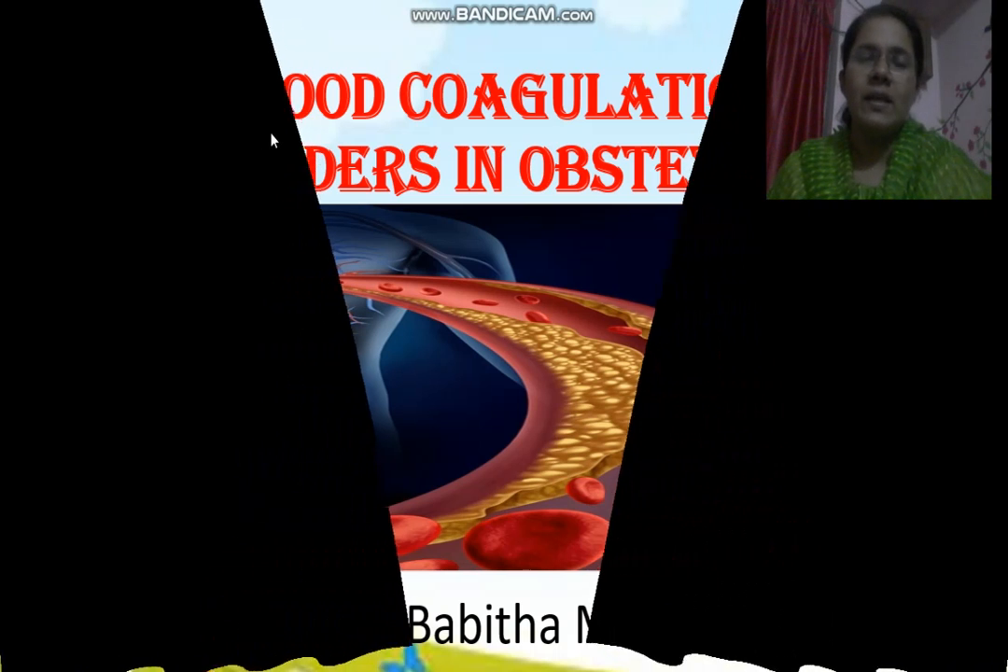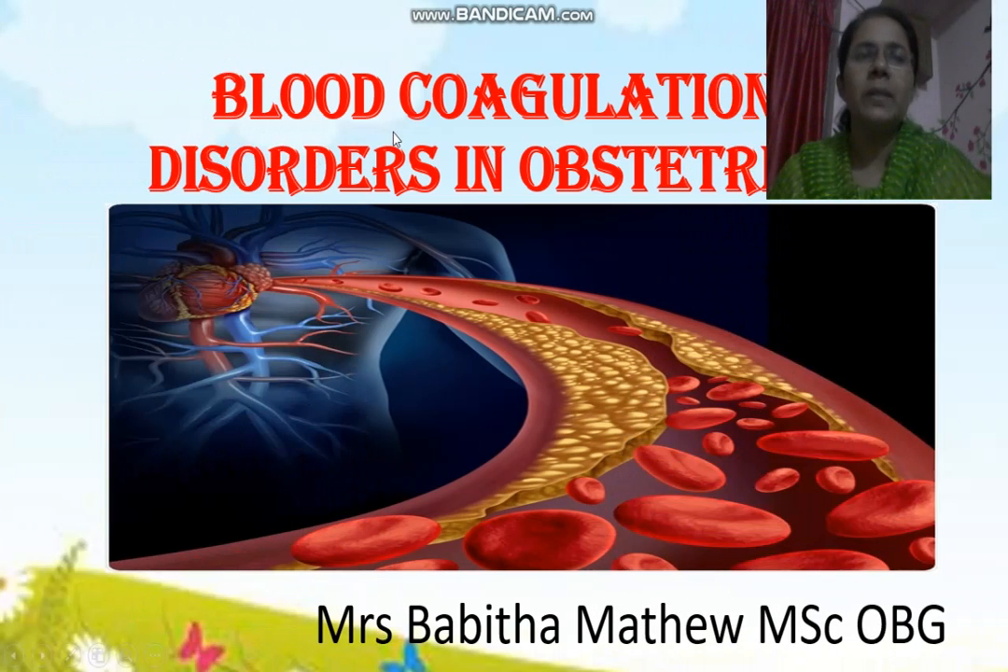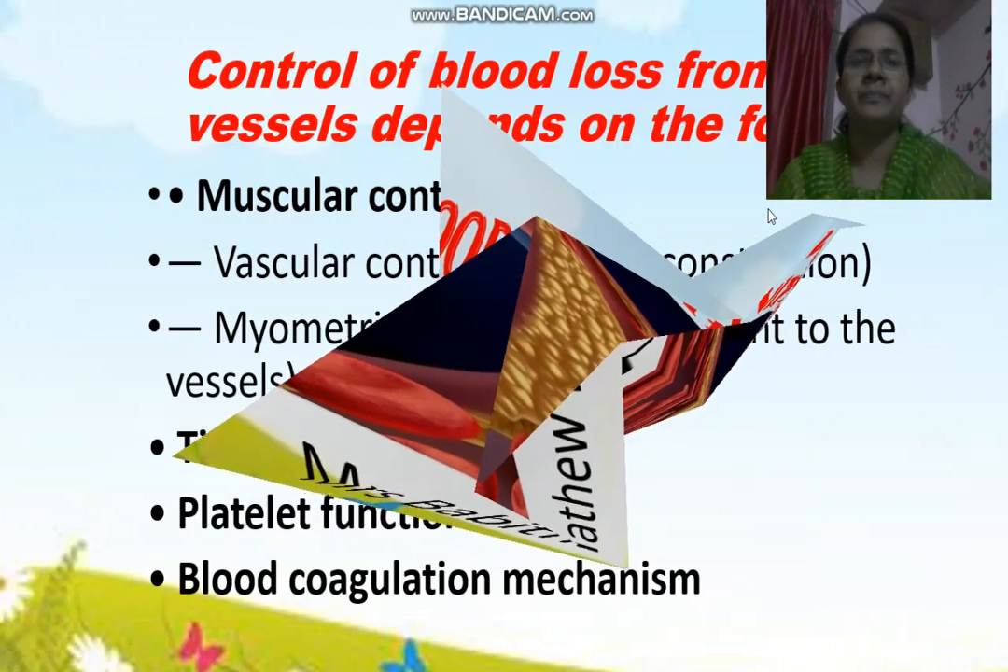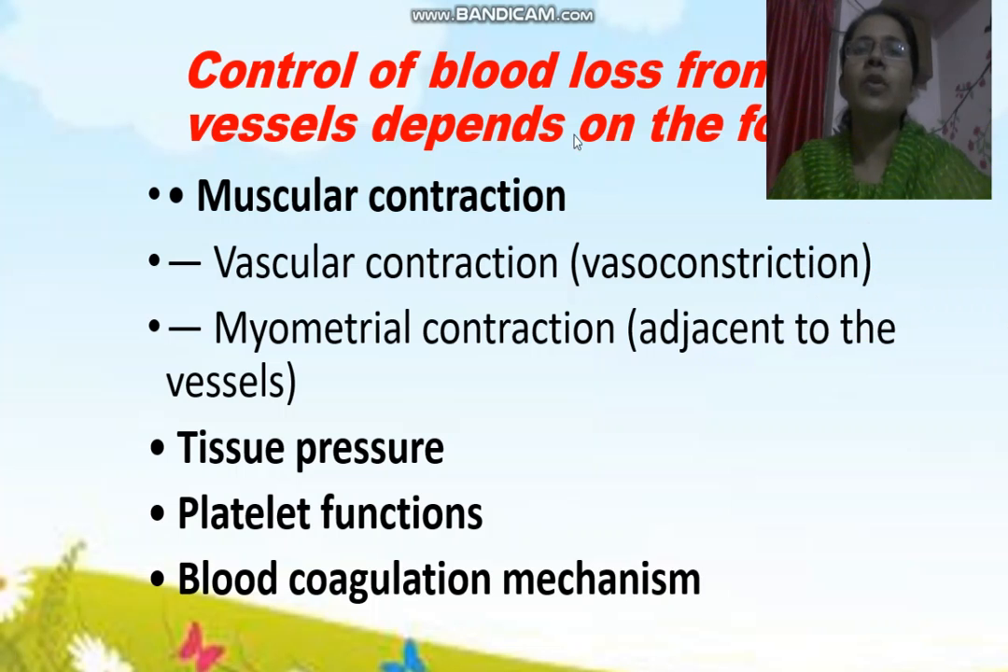Good morning, dear students. Today we are going to discuss the topic blood coagulation disorders in obstetrics. Control of blood loss from the vessels depends on the following factors: muscular contraction, that is vascular contraction that causes vasoconstriction, myometrial contraction adjacent to the vessels, tissue pressure, platelet function, and blood coagulation mechanism. So all these factors help control blood loss from the vessels.